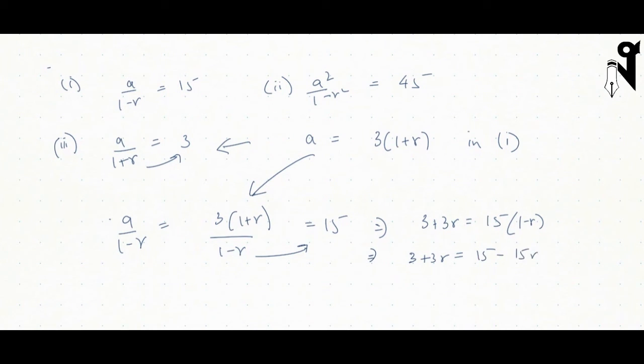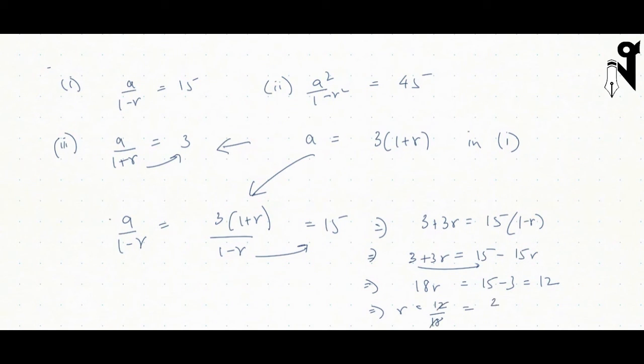Now I'll take r terms on one side and constant terms on the other side. I'll get 3r plus 15r, so on the left hand side I have 18r. Over here I'll take this 3 to the other side. I have 15 minus 3, which is 12. So r is 12 by 18, which is equal to 2 by 3. I got the value of r.